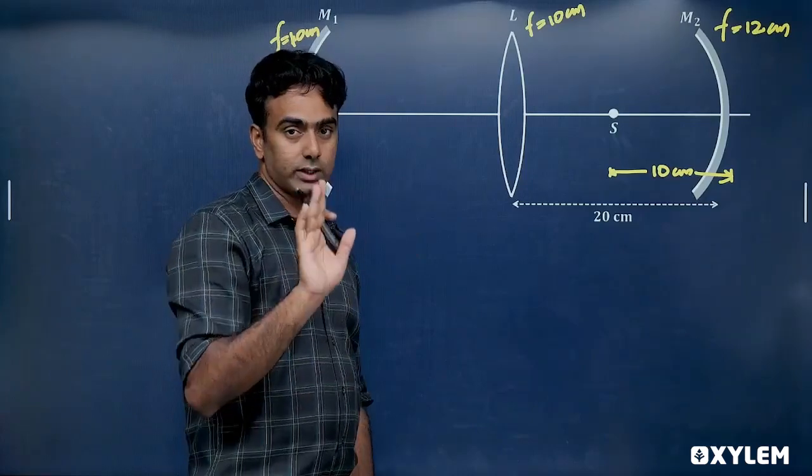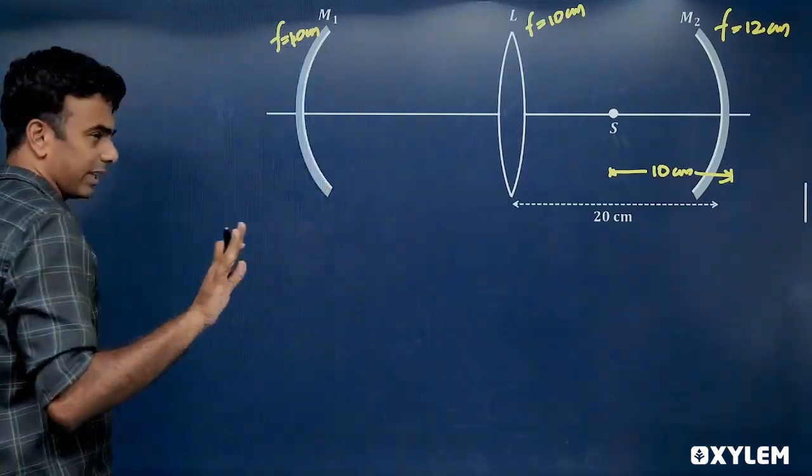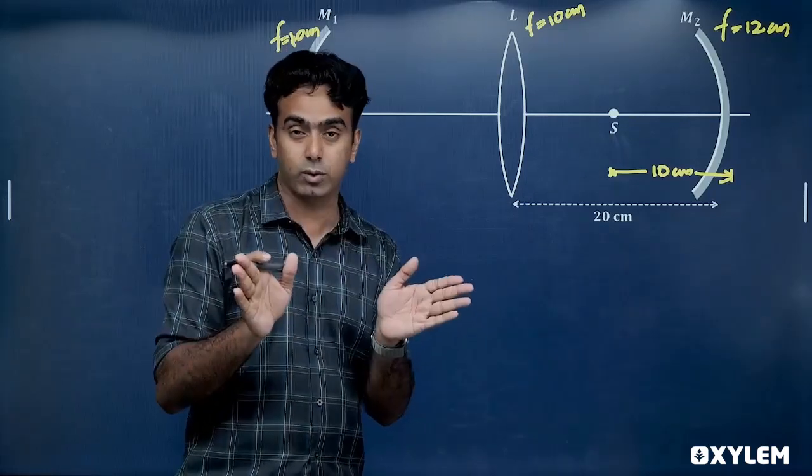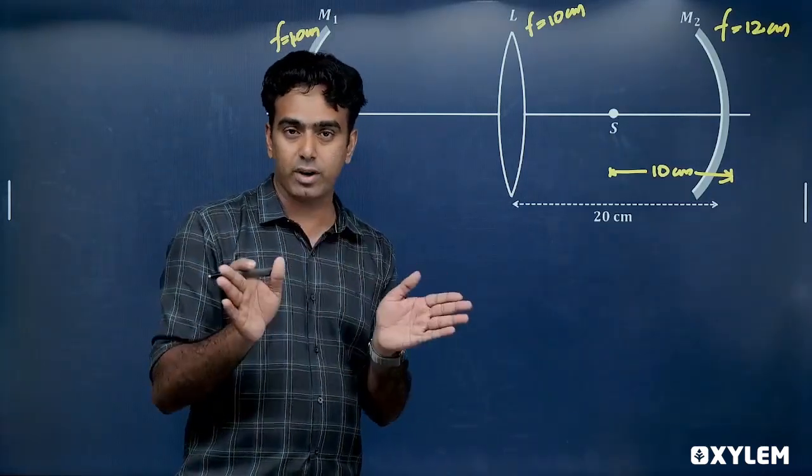And that image will act as the object for the lens L. Okay, that's a simple thing. This question is not a complicated question. Keep it in mind, this is not a difficult question actually.